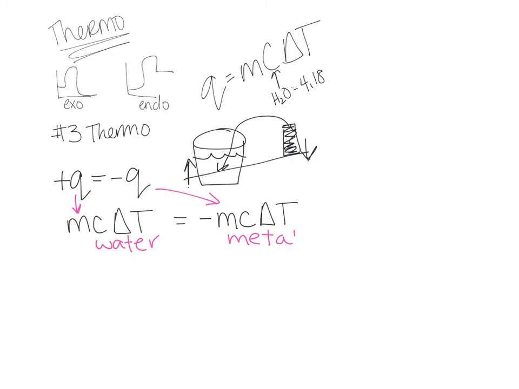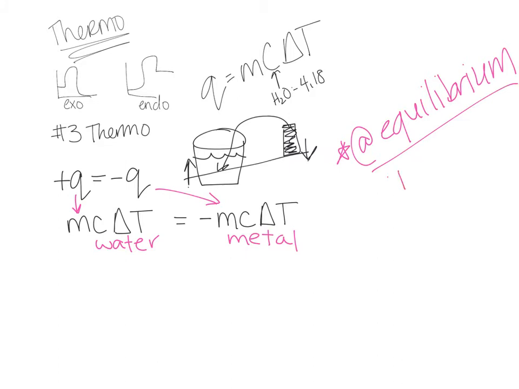One special part of this: when it says at equilibrium, if you're following along on your problem, make sure you underline that. At equilibrium, that means temperature final is the same for both. Do you agree with that? Does it make sense? As this one lost it, this one gained, so eventually they have to reach thermal equilibrium, where they're both going to equal the same amount. That's all the heat that can get transferred.